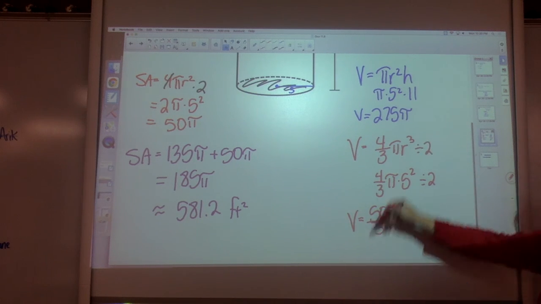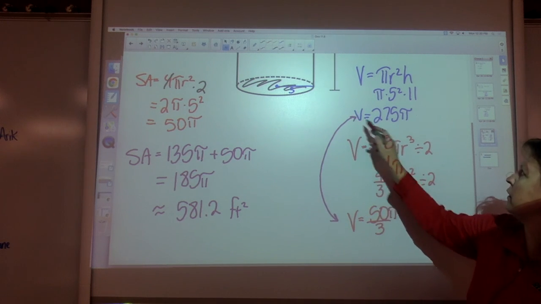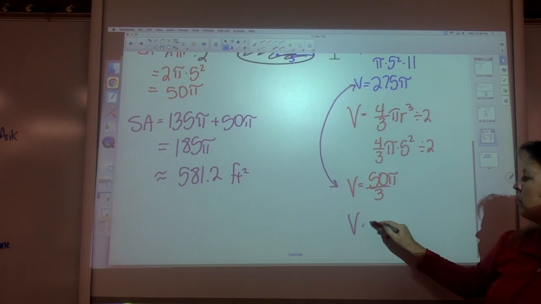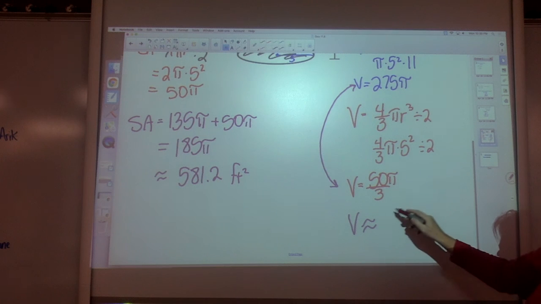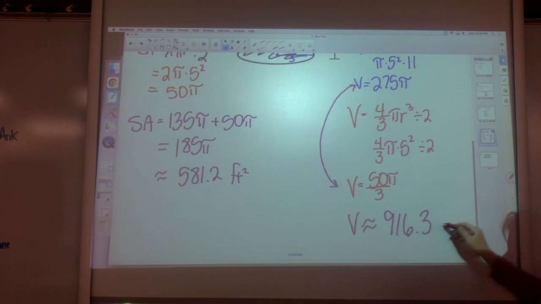That's kind of a mess to add these two together. I mean, you could: 275 plus 50/3 pi. But if I just go with an approximate answer, about how big is that volume? 275 pi plus 50 over 3 pi, you would get 916.3 cubic feet.